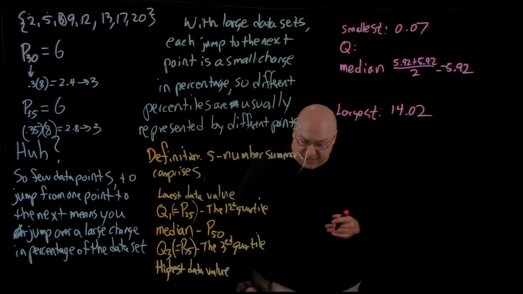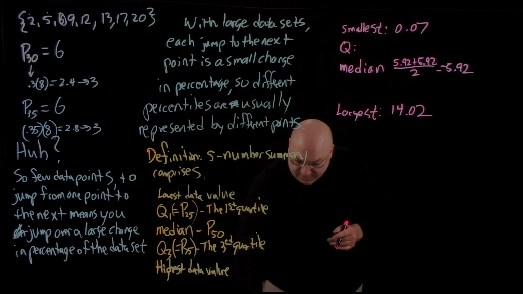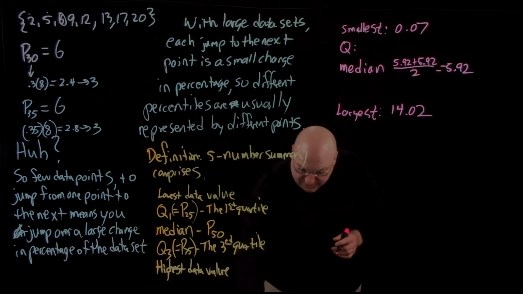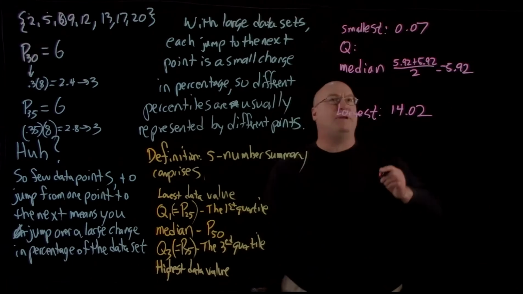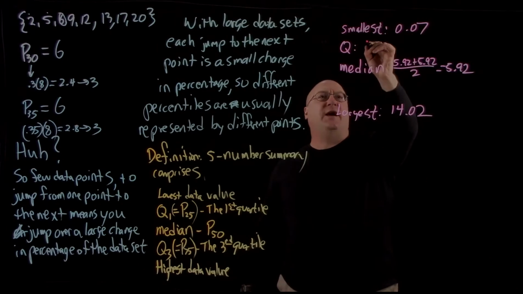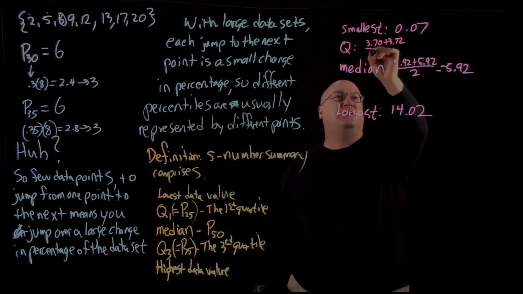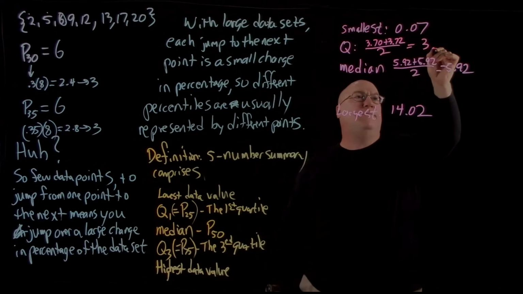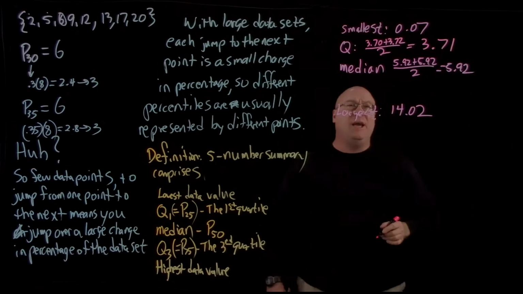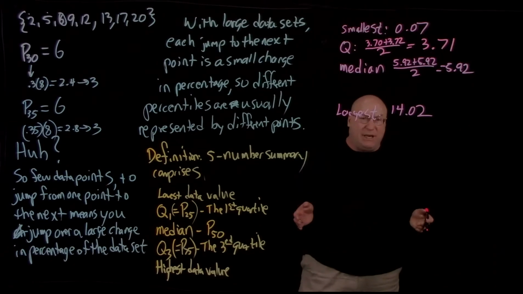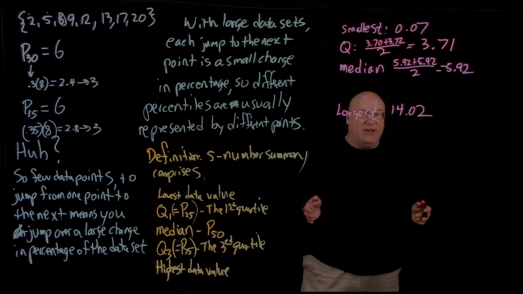So I go back to my organized data set here, and I go 20 in the first column, then 40, and then I go 1, 2, 3, 4, 5, and I get 3.7. So the 45th one is 3.7, and the next one is 3.72. So I have here 3.70 plus 3.72 divided by 2, and I get 3.71.